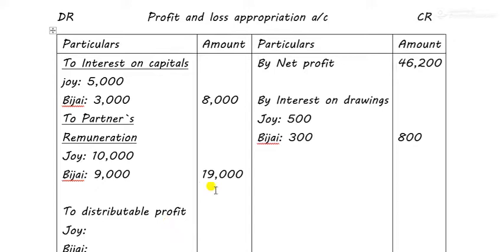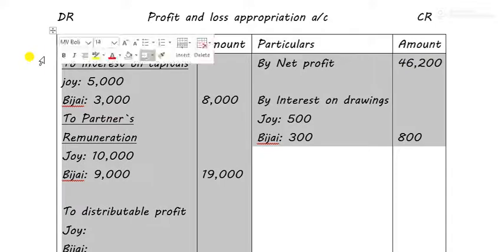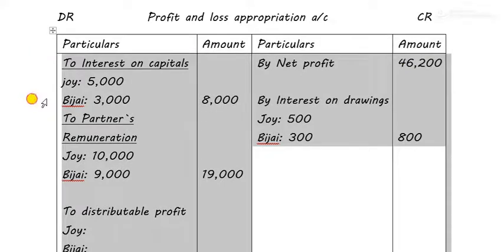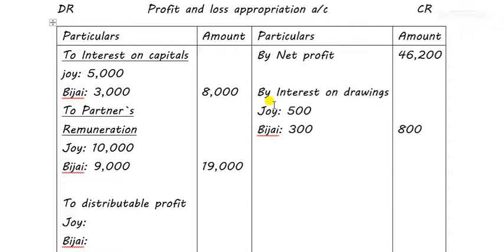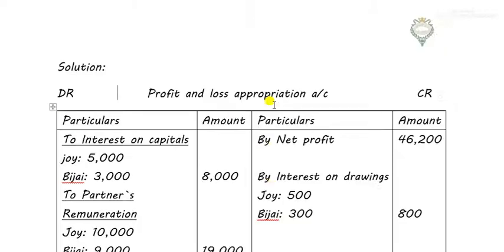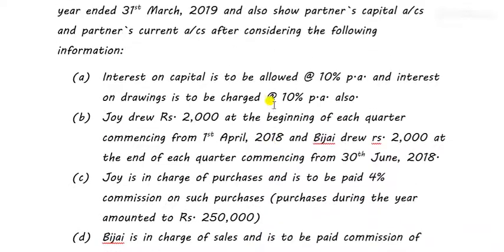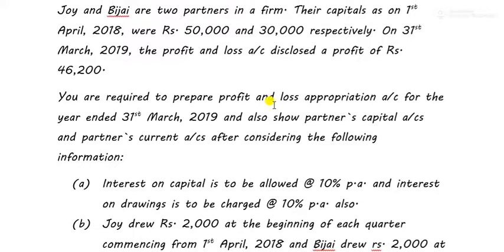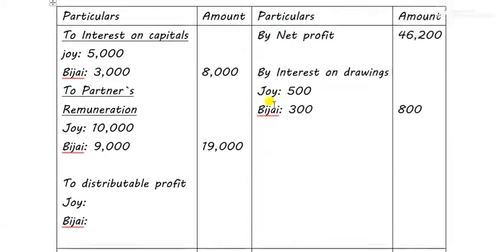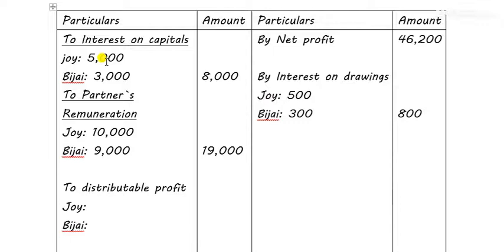The first and foremost step we write is net profit. Net profit was given in the sum: 46,200. Next comes interest on capital. They have not made any additions or withdrawals, and interest on capital is to be charged at 10% per annum. Capital was 50,000 and 30,000 respectively. So nothing complicated: 50,000 into 10% is 5,000, 30,000 into 10% is 3,000, total 8,000.